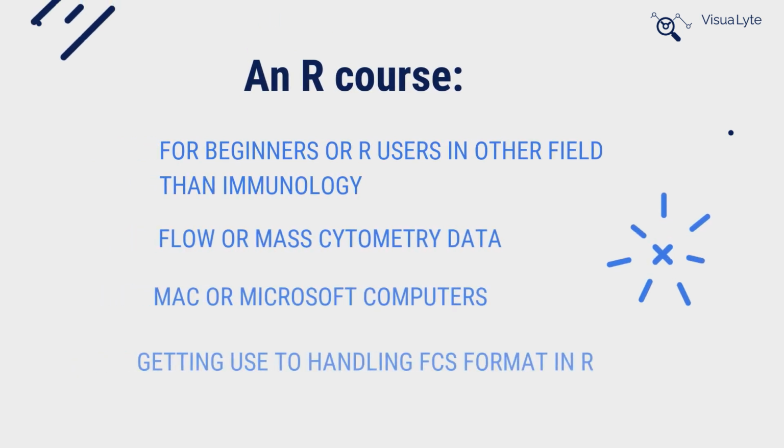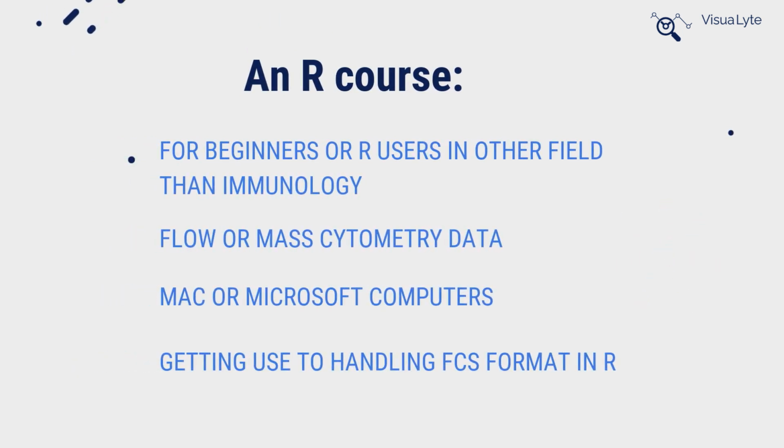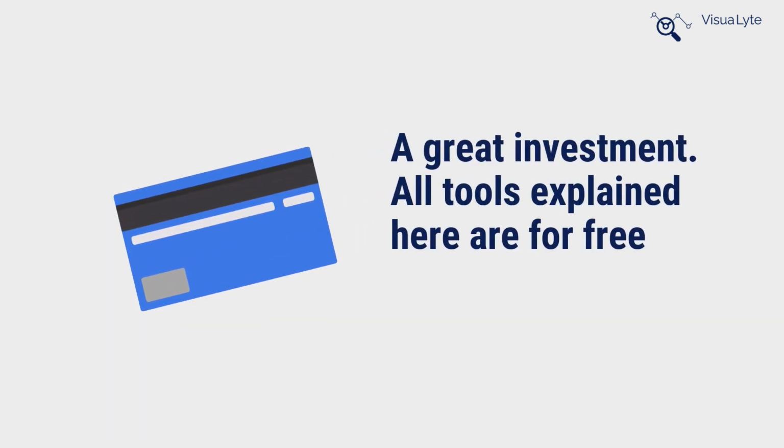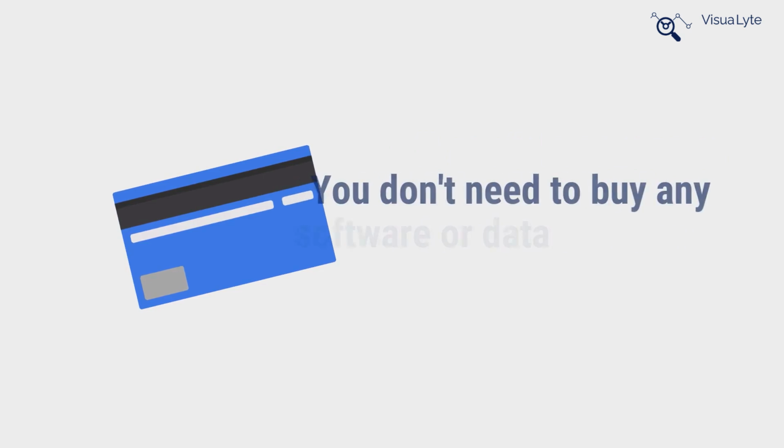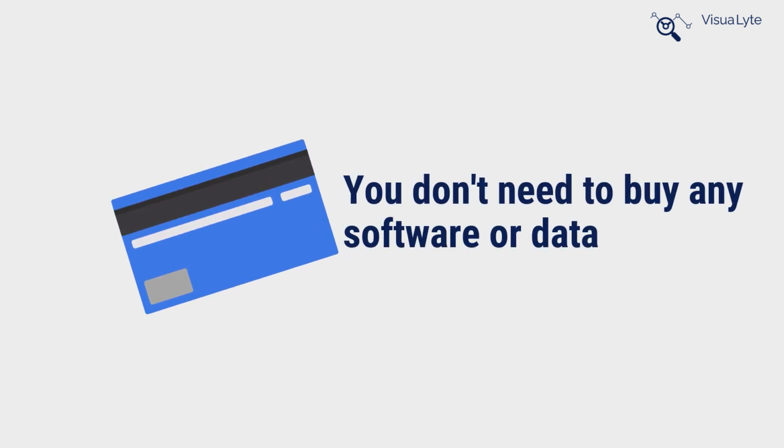You don't need to be an expert in R. We'll explain to you every step and make it customizable for your own research. It can be done by either using a Mac or Microsoft computer. You don't need to buy any software to follow this course. You only need one computer with R and RStudio installed, both software being free of charge, as well as your own compensated flow data or mass cytometry data, or you can download the example of dataset we'll analyze together.